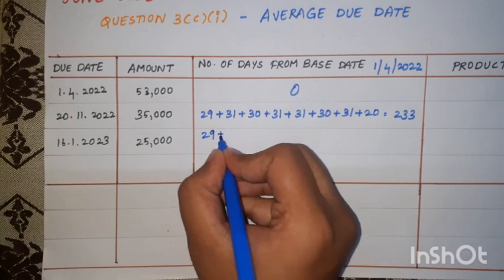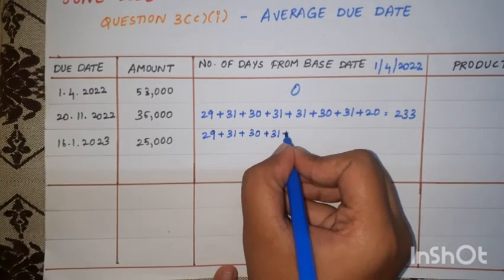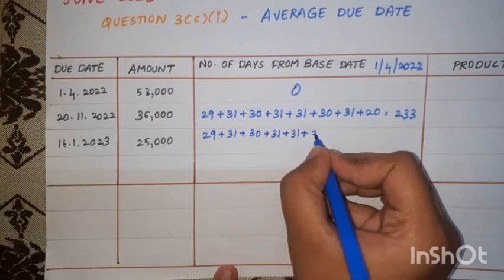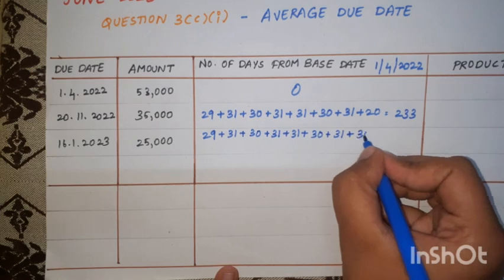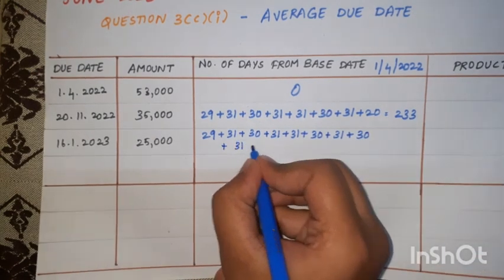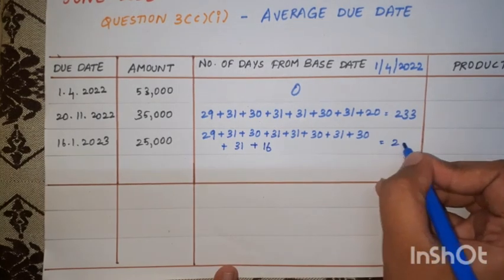We have 29 days in April, 31 in May, 30 in June, 31 in July, 31 in August, 30 in September, 31 in October, 30 in November, and then in December we have 31, and then in January we have 16 days. So totally we have 290 days.